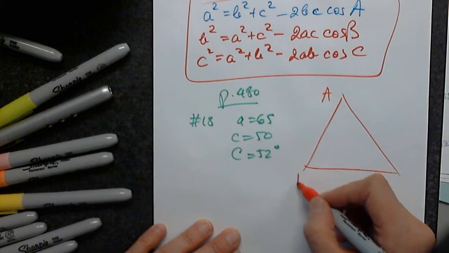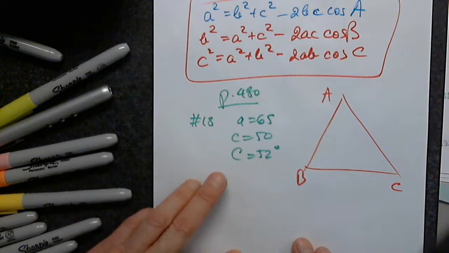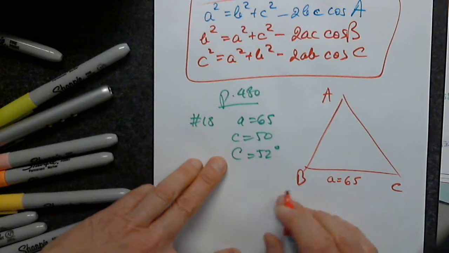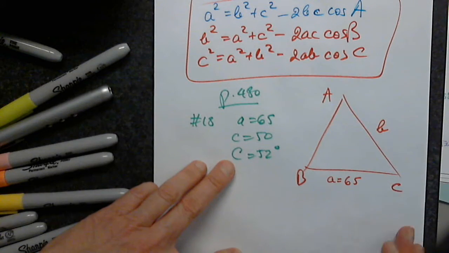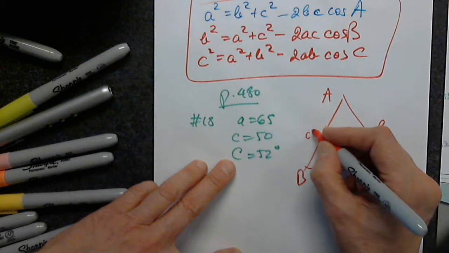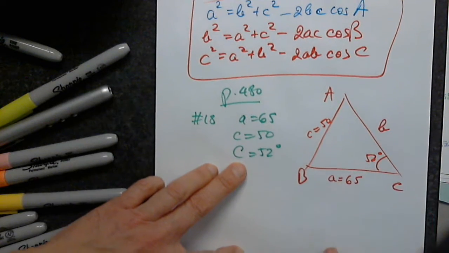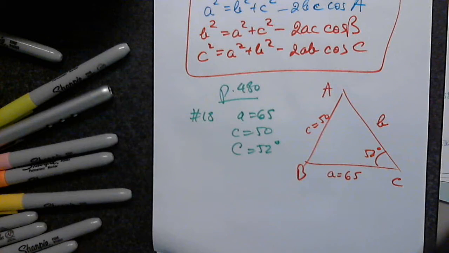Here's A, B, and C. The opposite of A is 65. The opposite of B is just B. The opposite of C is 50. And angle C is 52 degrees. So we're asked to solve this triangle.